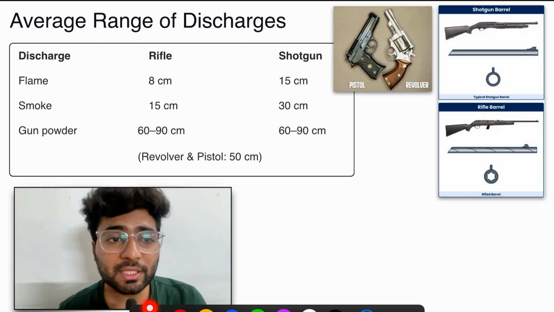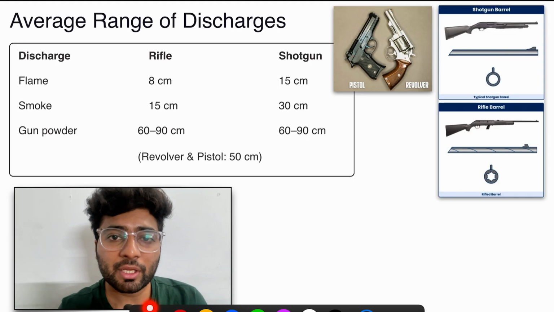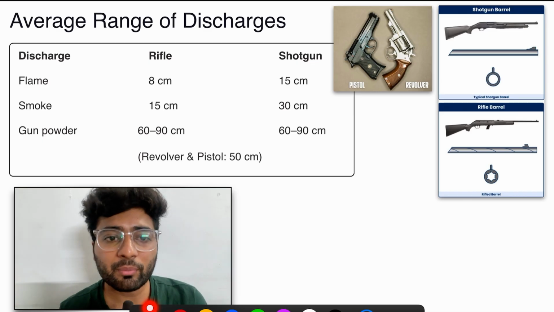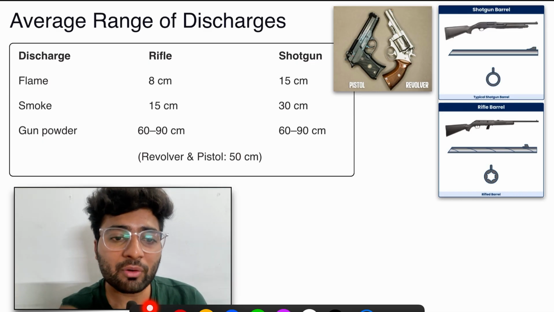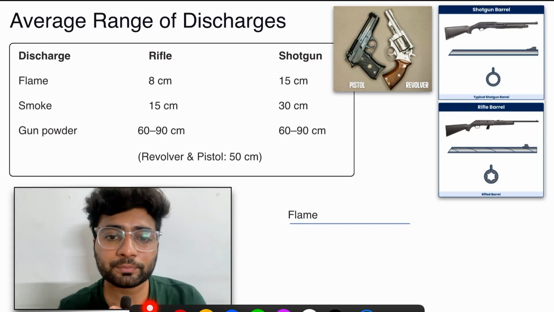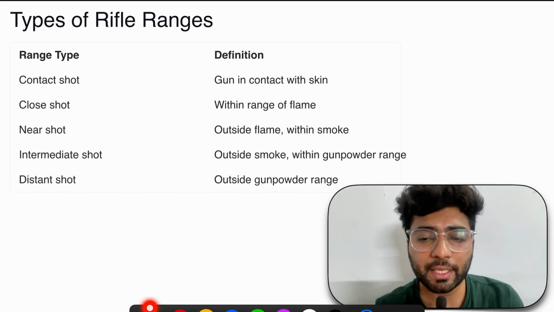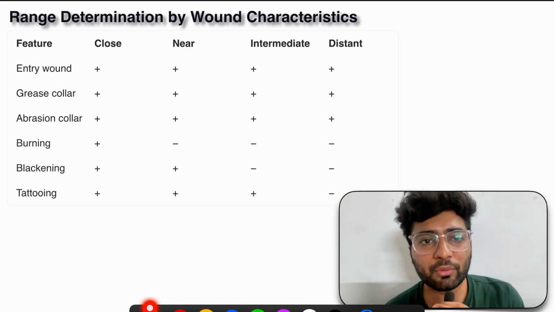So the distance shot for the rifle will be what? Outside of 90 centimeters. Shotgun will be the same, outside of 90, but in revolver or pistol, if he is outside of 60 centimeters, that's a distance shot for him. Now this was the same thing that I explained. Now see how the range is determined.